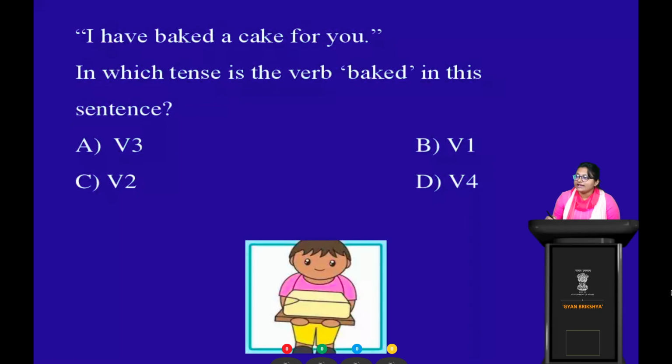You have four options: A V3, B V1, C V2 or D V4. Clear? Okay. So your time starts now. Give me your response. I have baked a cake for you. The verb bake is in which tense? কোন tense এ আছে? Look at the sentence carefully and then tell me the tense form of the verb. All right, so the correct response is, of course, option A, V3.